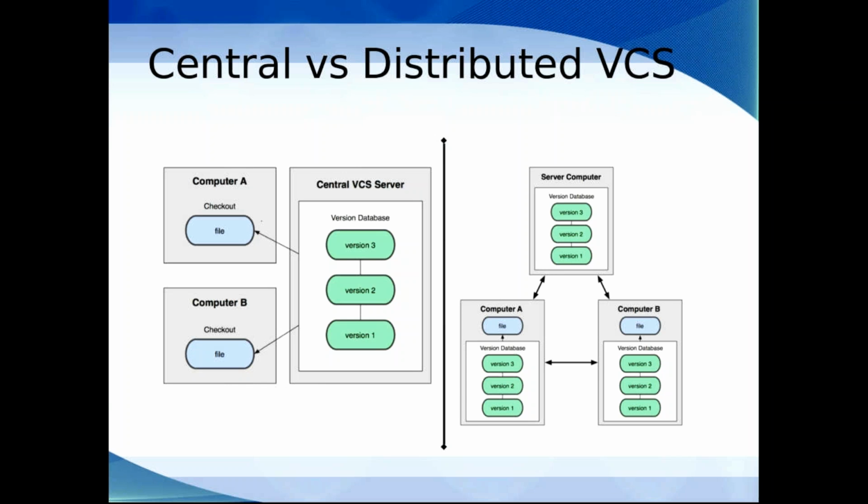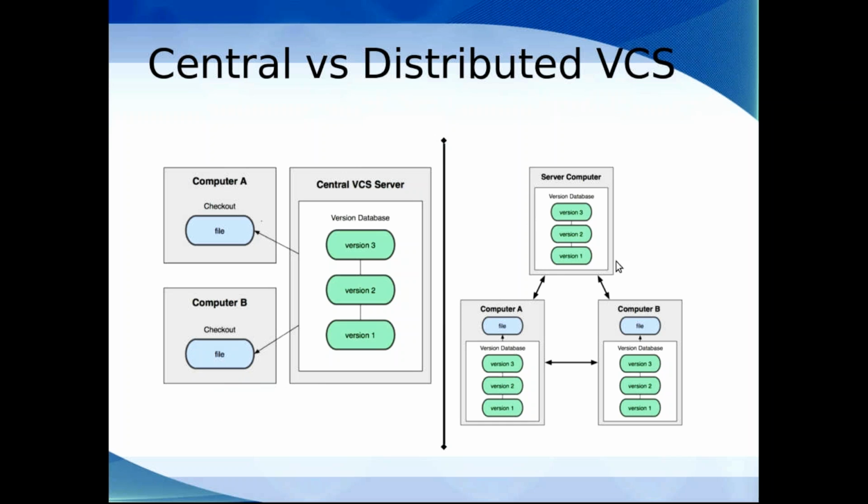Here you need to notice that all the code will be saved in your centralized repository. If you see the image on the left side of this presentation, you'll see that the centralized version control system has three versions, and you have computer A and computer B, and it has a few files.